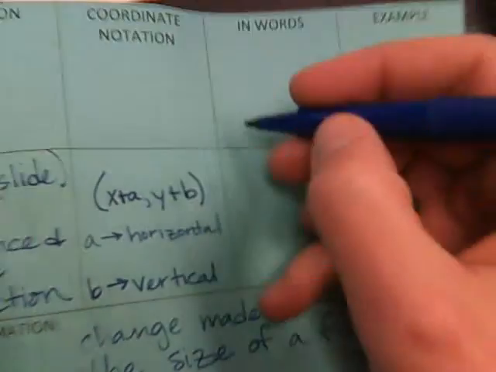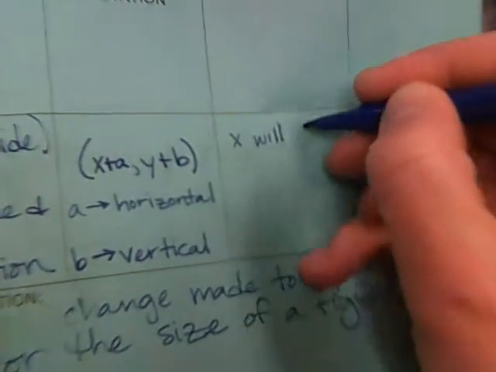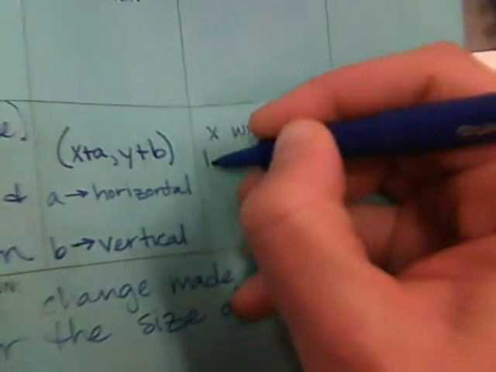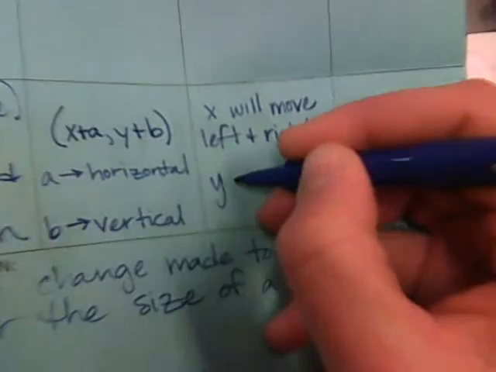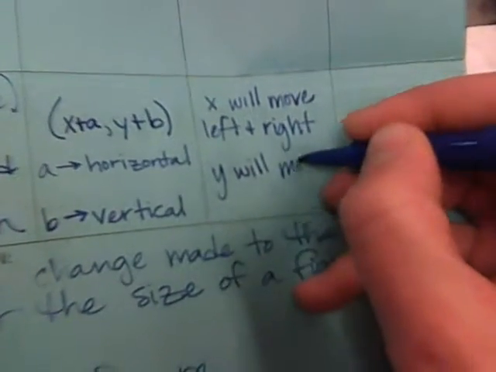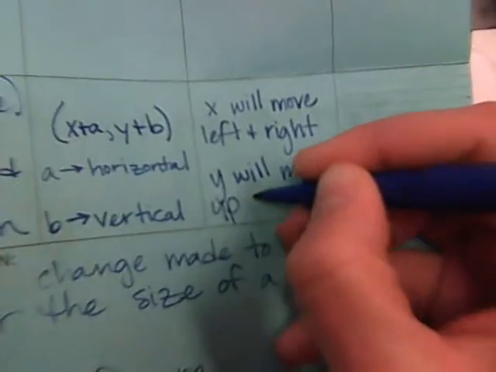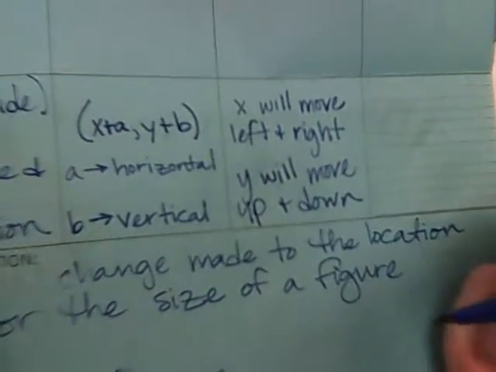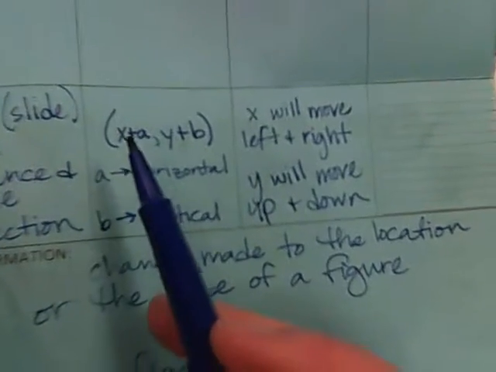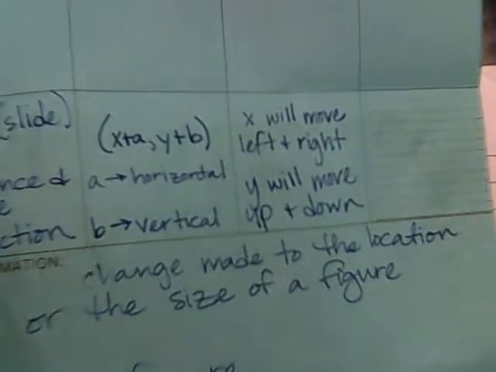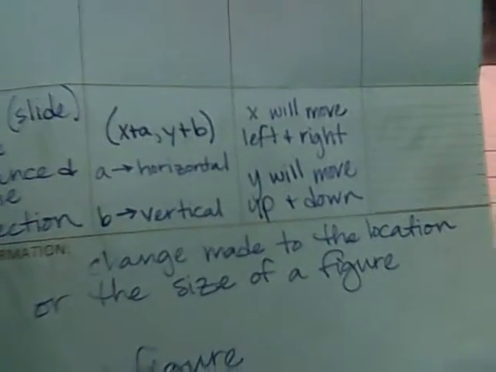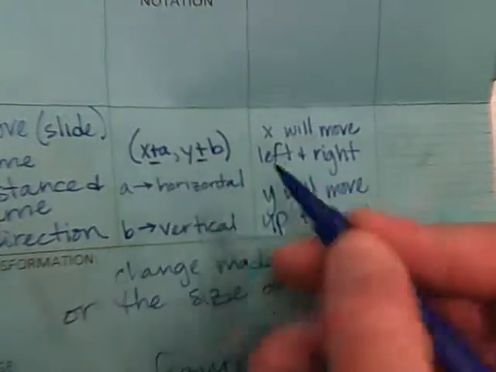All right, so what does this mean in words? Let's write just what I just said. X will move horizontally, meaning left and right. Let's go ahead and write out what that means. The Y will move up and down. Now you have to be careful here because if you were moving left, it would be a minus. If you're moving down, it would be a minus. So it's going to depend on which direction you're going. And if you want to use that plus or minus symbol, that's totally okay with me.